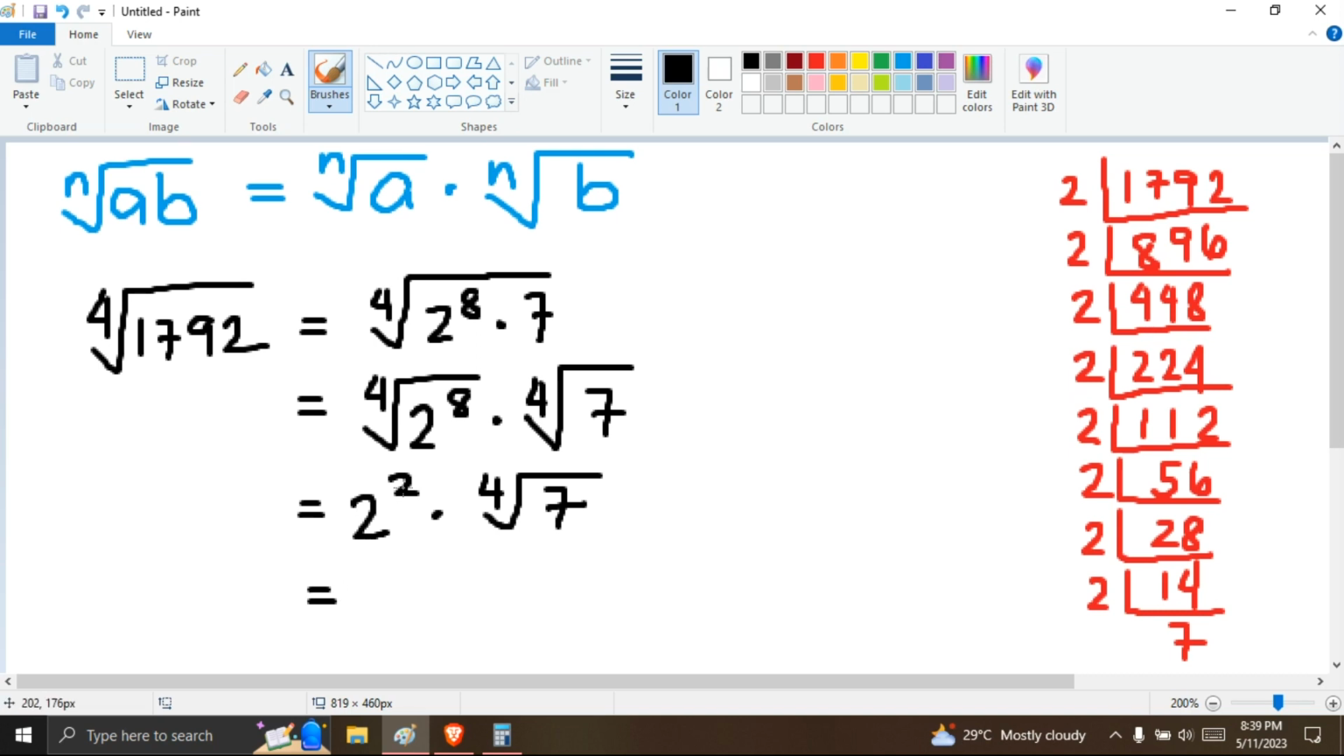So 2 squared is 4. Don't forget to evaluate this one, the 2 squared. So 2 squared is 4 because 2 times 2 is 4. So 4, then we just put beside it the fourth root of 7. So therefore 4 the fourth root of 7. So from the fourth root of 1792, the answer is 4 the fourth root of 7. The answer is 4 the fourth root of 7. Okay?